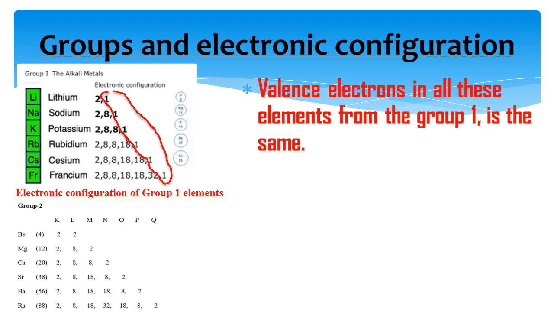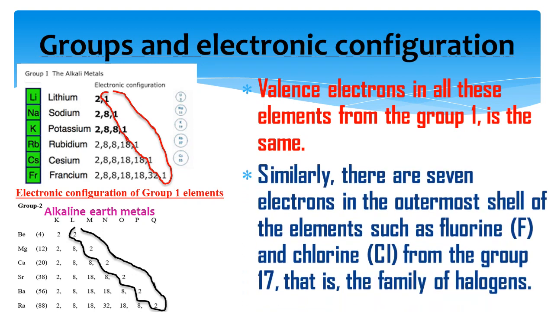Similarly, if you observe the group 2 elements, which represent the alkaline earth metals, from beryllium to radium, they also contain 2 valence electrons in the valence shell. Similarly, there are 7 electrons in the outermost shell of elements such as fluorine and chlorine from group 17, that is the family of halogens. In the family of halogens, the number of valence electrons is the same. That means each contains 7 electrons in its outermost or valence shell.